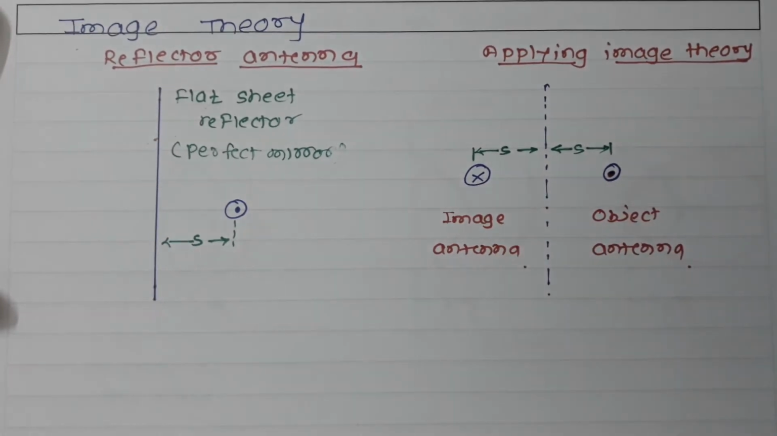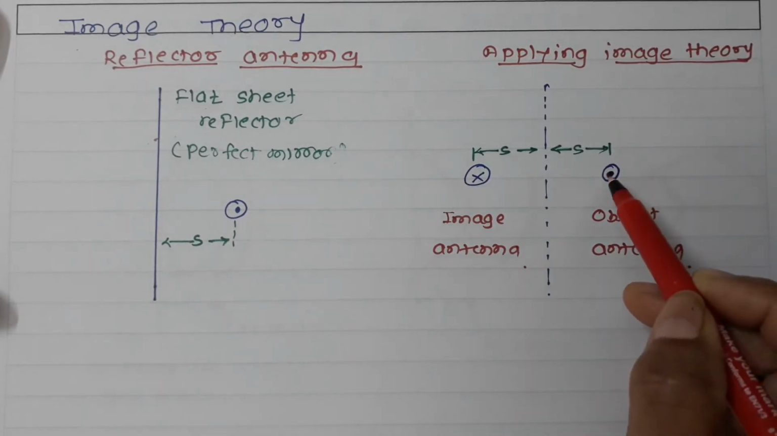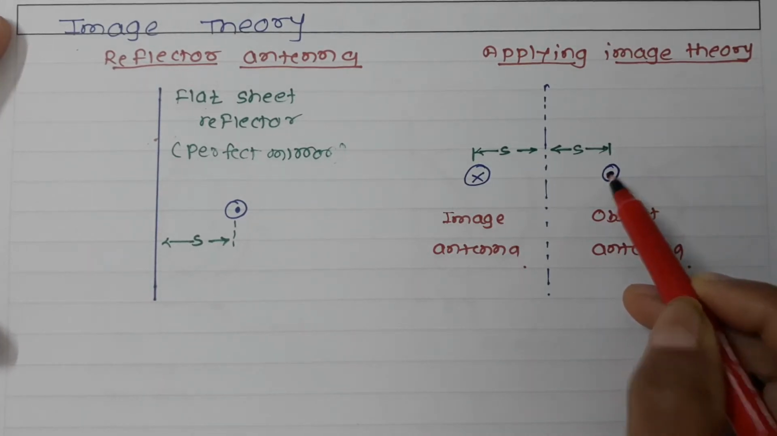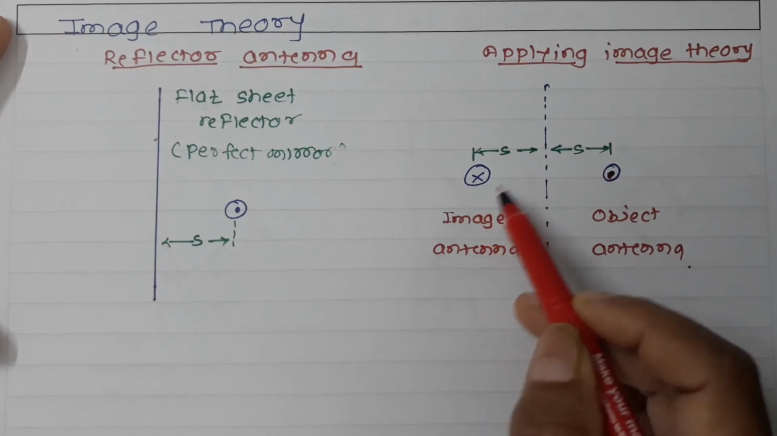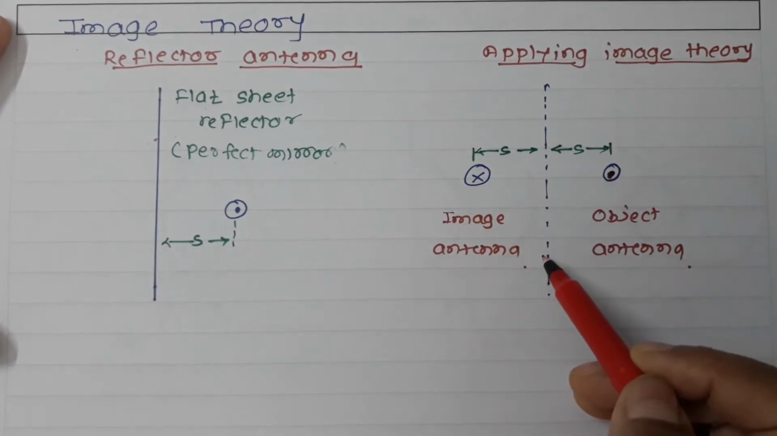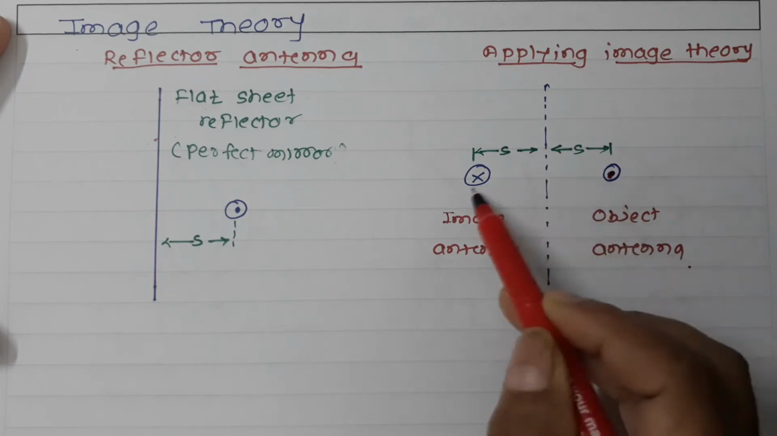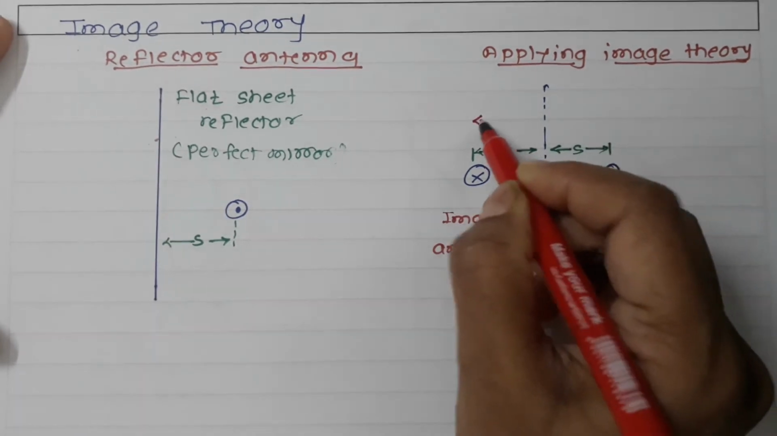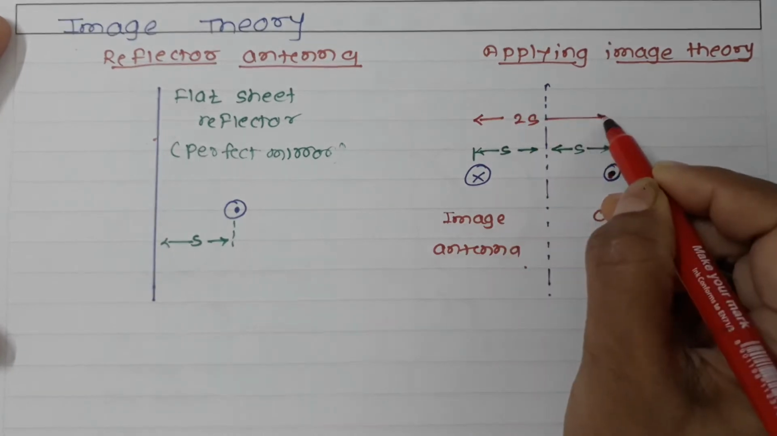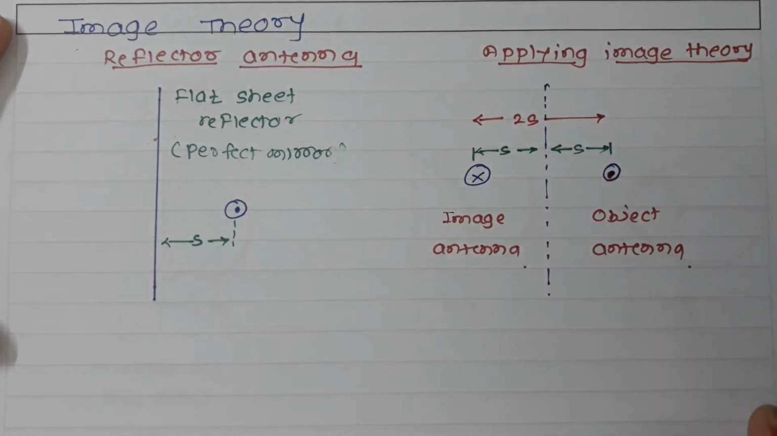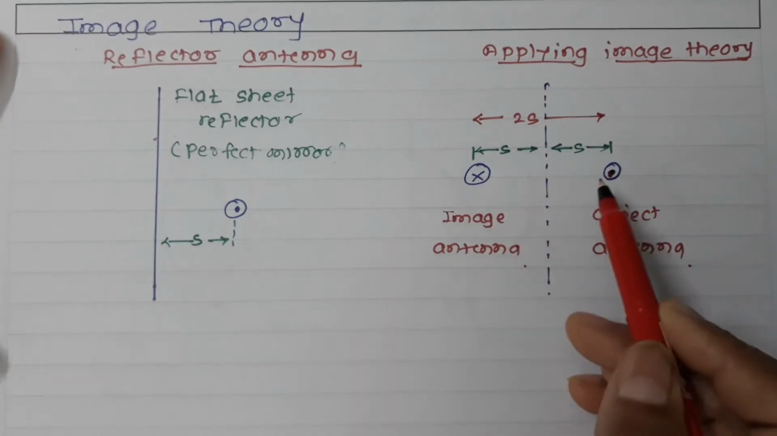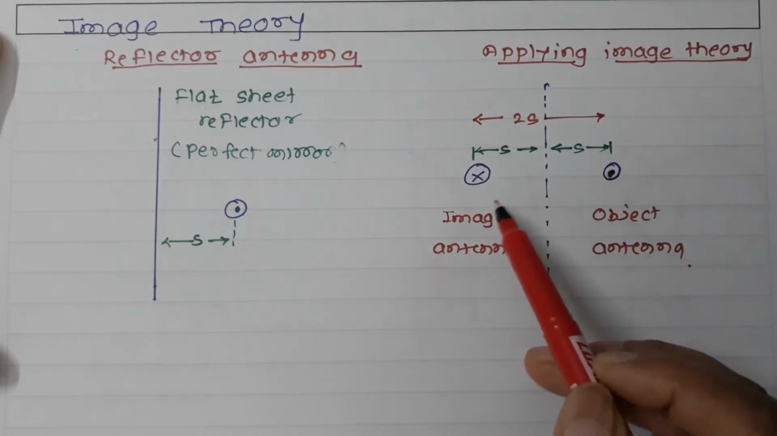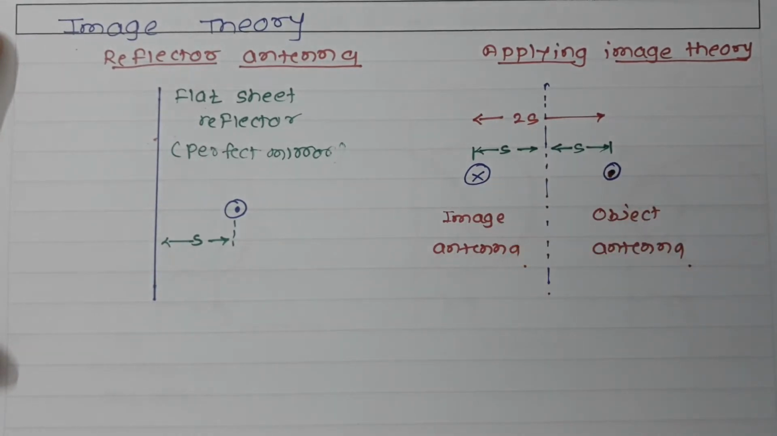The nature of this image is opposite to the object. The object here is shown as a dot. After getting the image, the mirror can be removed. If you remove this mirror, the system consists of two opposite-nature antennas separated by a distance, as this is s and this is s, so you are separating them by a distance of 2s. Now it can be treated as an array of 2 elements. As you can see here, 1 and 2, it can be treated as an array of 2 antennas with the currents out of phase with each other.